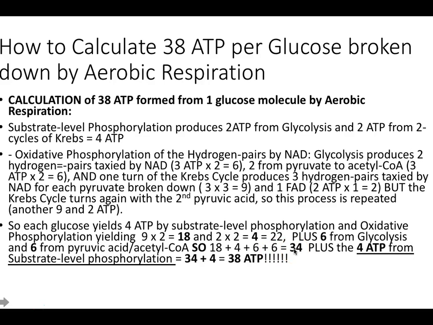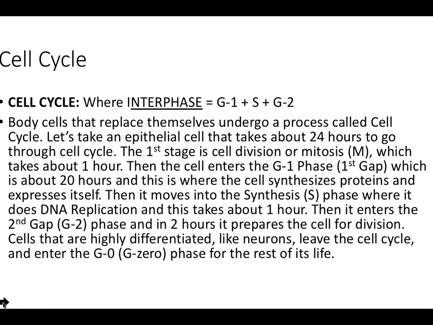And then last but not least, we're going to add another 4 to the 34 to give us 38, from the 4 ATP made by substrate level phosphorylation. Yay! Next slide.